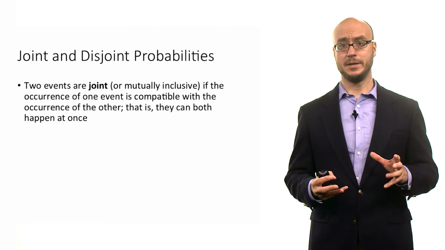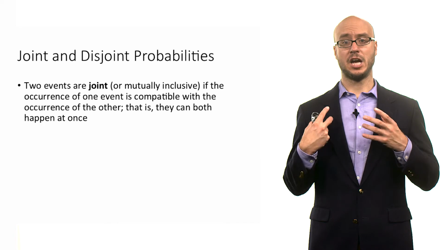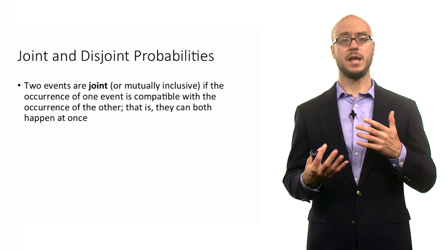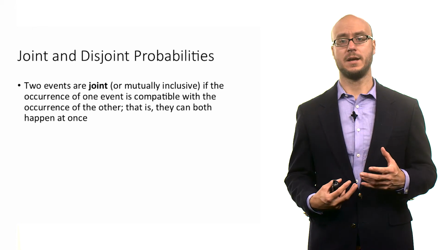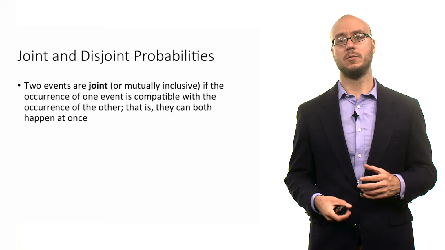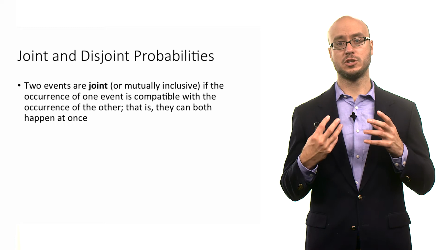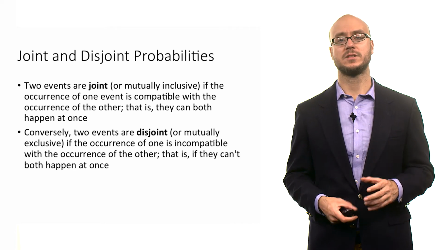Two events, A and B, are joint if they occur at the same time. The idea is that if they can occur at the same time, if they can both happen at once, these two events are joint or mutually inclusive.